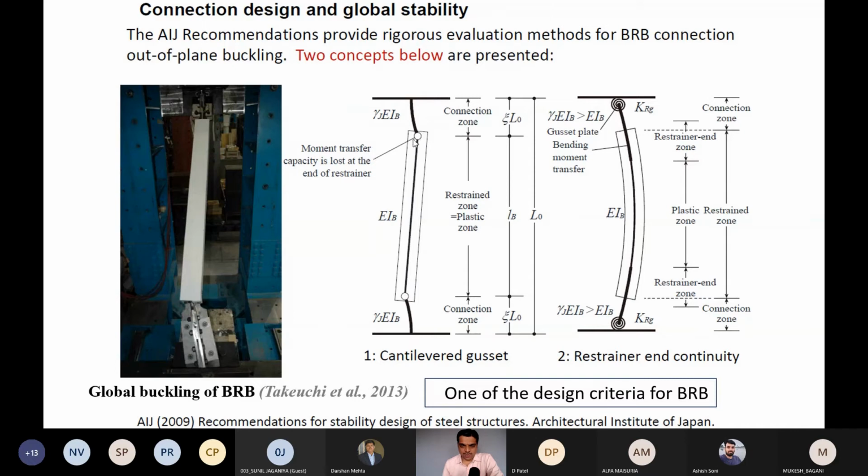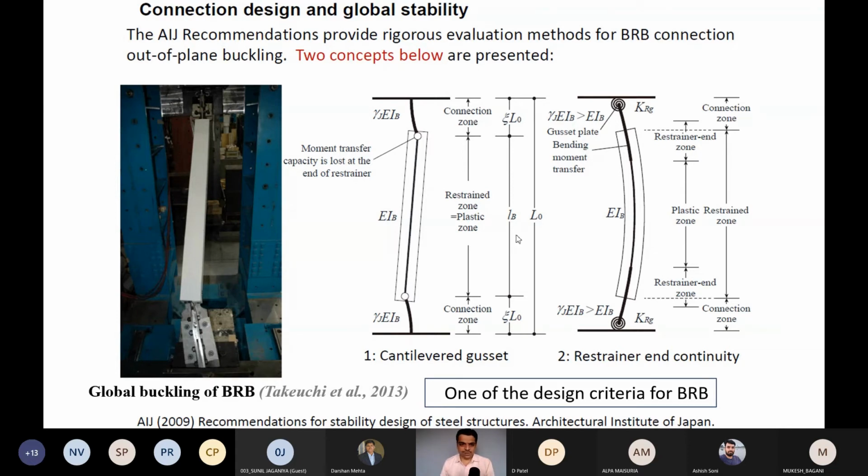And since there is zero moment rotation capacity, we can see that the entire portion of the BRB is being rotated. Whereas in this case, we can see that the transition piece is embedded into the restrainer for a certain length. So in that case, we can see it's a continuity of this plate. It's not becoming a pure cantilever. So it's restrainer and continuity, and both types of BRB will have different behavior when it comes to out of plane buckling.